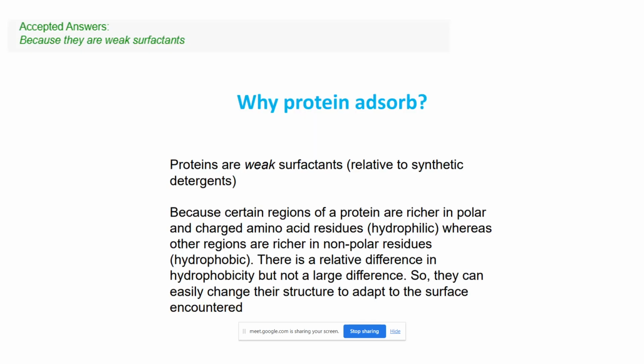Okay. So option A is the correct answer because they are weak surfactants. So they act like synthetic surfactants, but they are relatively weaker than that. Proteins are composed of amino acids. Some of these amino acids are hydrophilic, whereas others are hydrophobic. So this relative difference in hydrophobicity leads to their action as weak surfactants. The hydrophobic part will get attached to a more hydrophobic region, and the hydrophilic part will attach to a hydrophilic region.